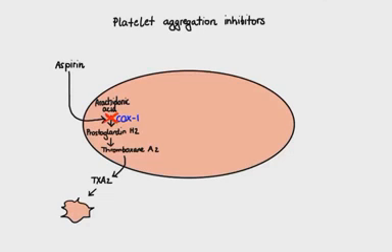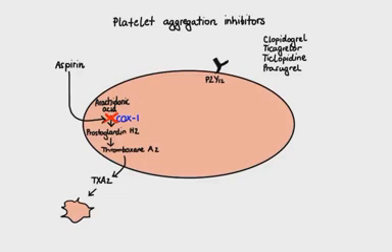Next, we have platelet aggregation inhibitors that work by blocking the action of ADP receptor, specifically P2Y12 subtype. Drugs that belong to this group include clopidogrel, ticagrelor, ticlopidine, and prasugrel.